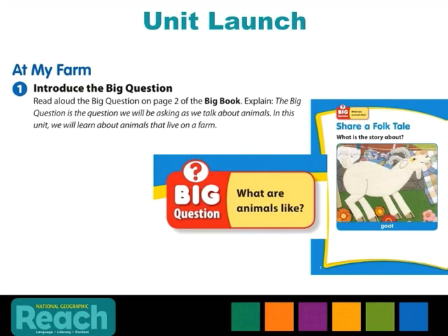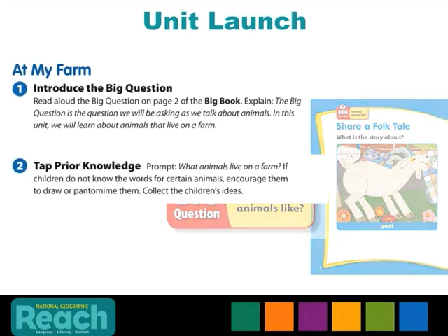The main goals of the unit launch are to engage the students and set the stage for learning by introducing the big question, which is the driving force of each unit. So we begin by introducing the big question using page 2 of the big book. Here you can see our big question is, what are animals like? You could also introduce this by writing it on the board, a piece of chart paper, or even establishing a bulletin board that you can add to throughout the unit.